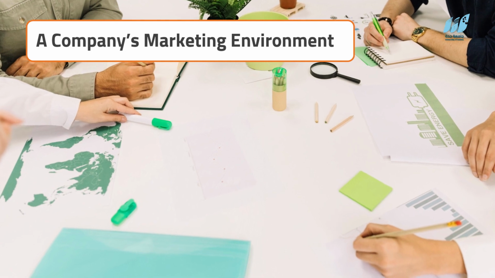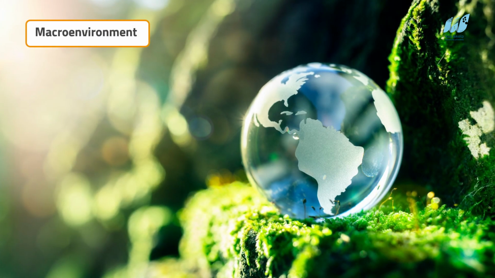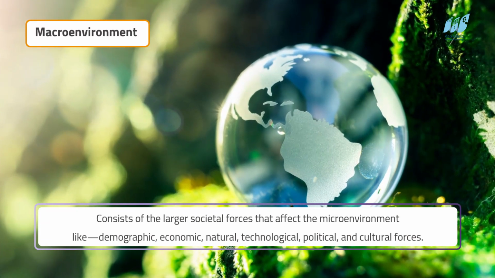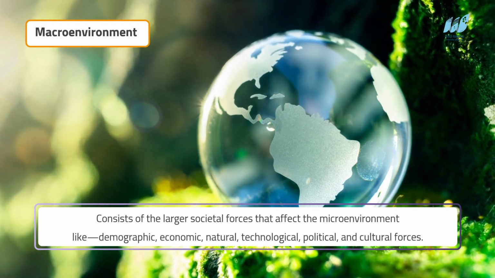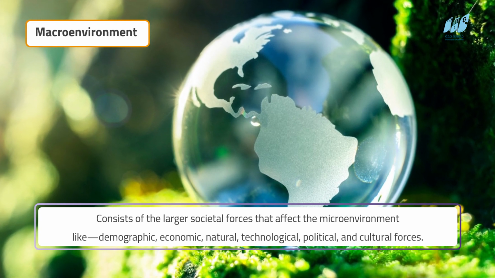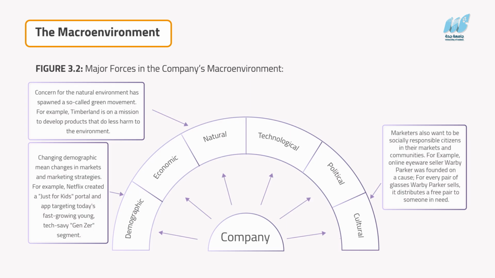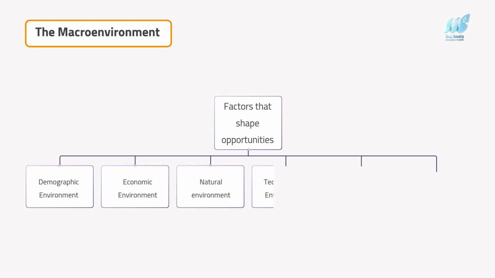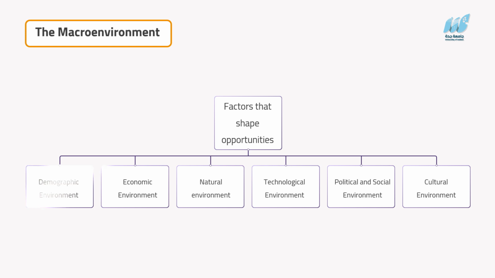A company's macro environment consists of the large societal forces that affect the microenvironment, like demographic, economic, natural, technological, political, and cultural forces. As shown in the figure, the company and all of the other actors operate in a large macro environment of forces that shape opportunities and pose threats to the company. Those are demographic, economic, natural, technological, political, and cultural forces.